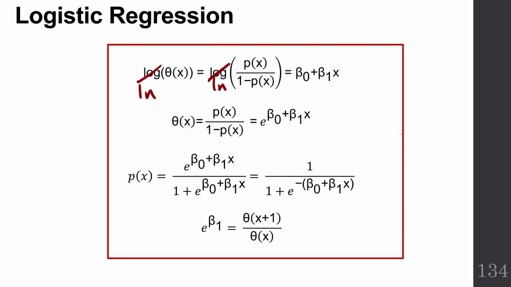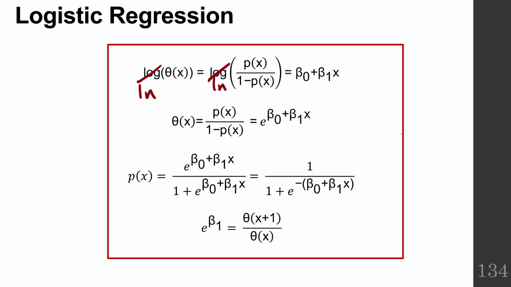We also have that the odds, p of x over 1 minus p of x, equals e to the beta naught plus beta 1x. That was just getting rid of that log odds and making it in terms of the odds. And the next step was making it in terms of the probability of success. And we put that as e to the beta naught plus beta 1x over 1 plus e to the beta naught plus beta 1x.